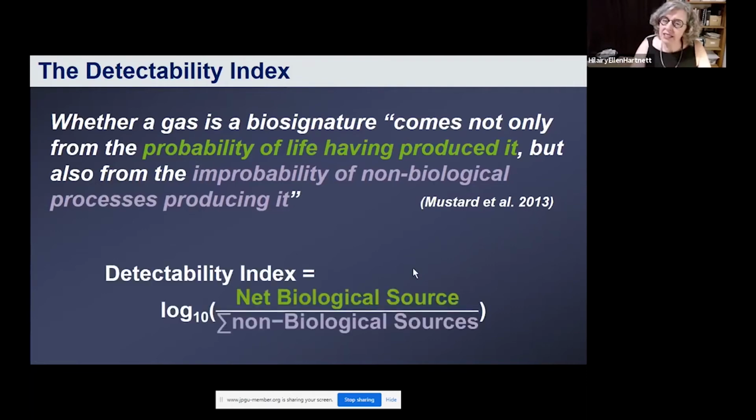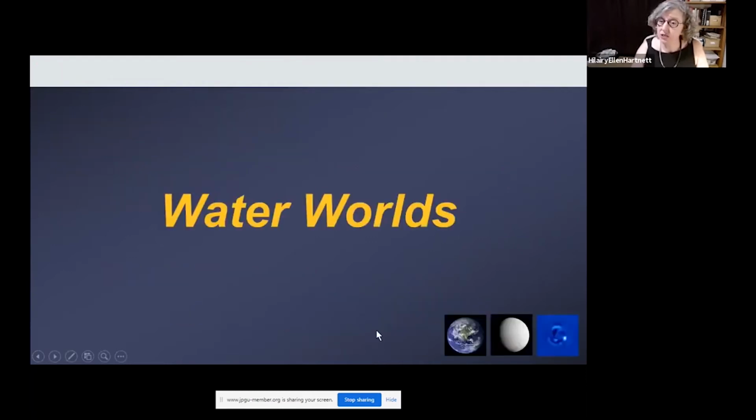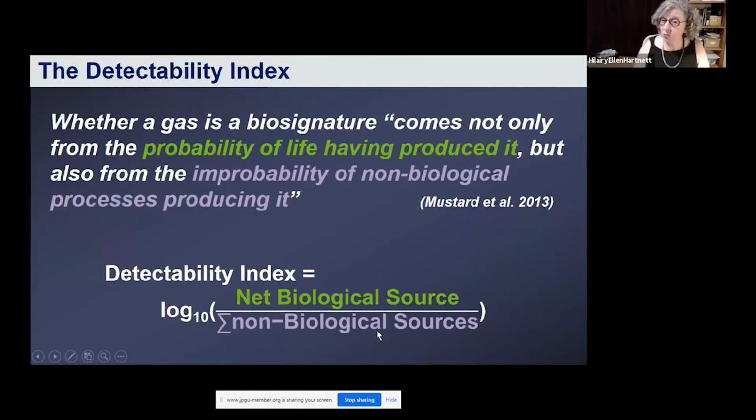So the Detectability Index is on a log scale, so that you can look at large variations in numbers. We have calculated it as the net biological source of oxygen, so that's photosynthesis and respiration, divided by the sum of any non-biological oxygen sources. And a non-biological oxygen source in particular is photolysis, right? UV light breaks down water and creates hydrogen and oxygen. The hydrogen escapes to the atmosphere and the oxygen is left behind.